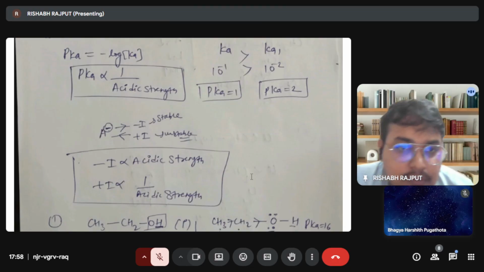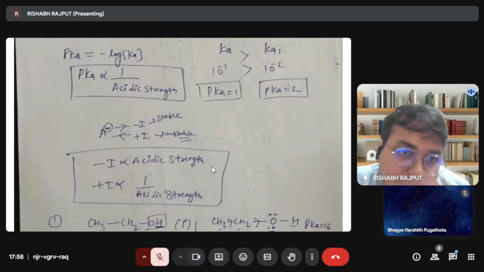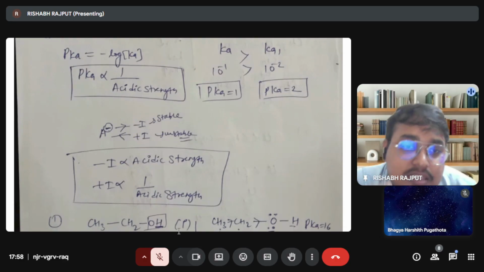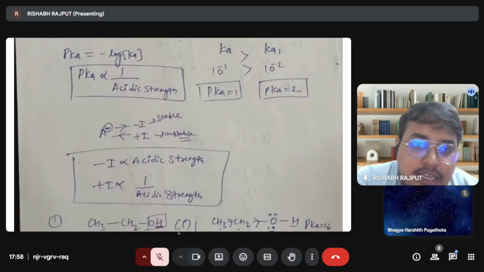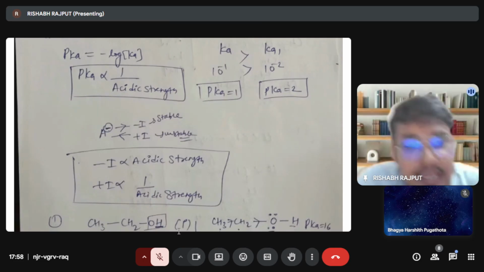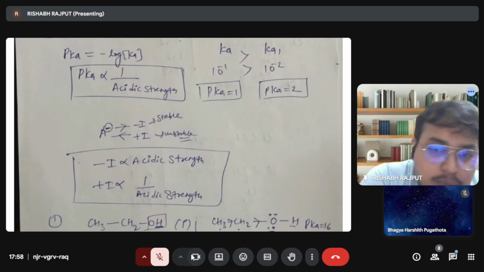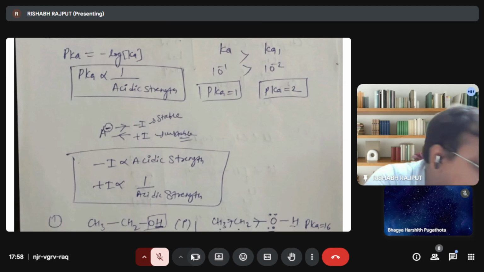So what happens? Minus I will come, and it will share the electron of the A negative ion. They will take electron density from the A negative ion. That is good for A negative ion, for stability. So that is why I'm saying minus I will be good for acidic strength, and plus I will be inversely proportional to acidic strength.